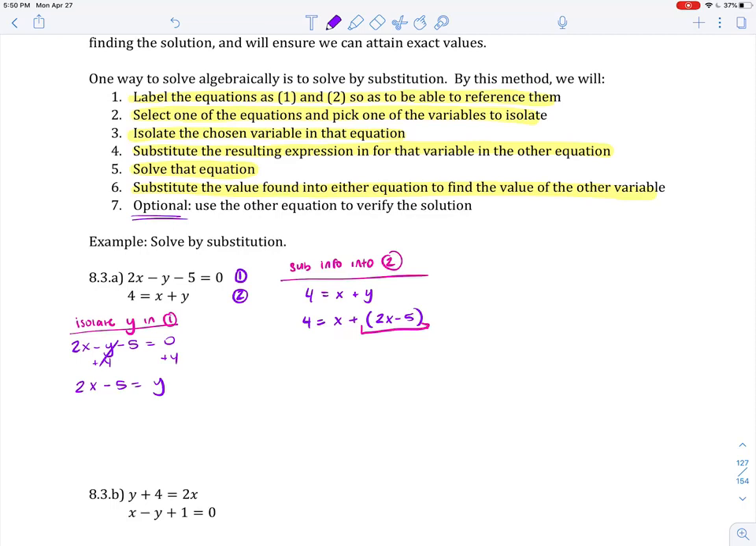Alright, now, since we've done that, that was step 4. Step 5 is just solve the equation. So we're solving for the value of x. To do so, I'm just going to rewrite this without brackets now.